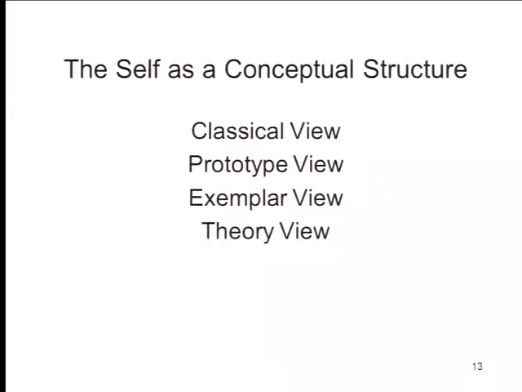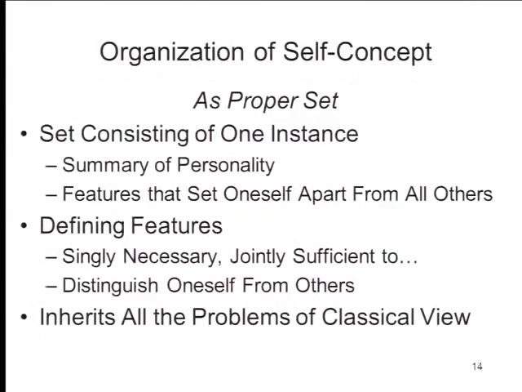As you'll remember from your reading, if not from any place else, we have these different views of how conceptual knowledge is organized. And we can use these views as a way of framing questions about what the self looks like viewed as a concept. So from the point of view of the classical view of concepts as proper sets, the self as a concept consists of only a single instance, right? There's just one of you.